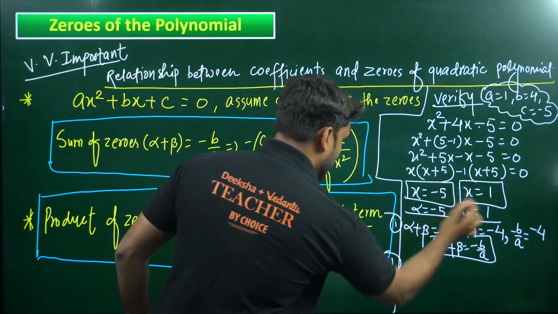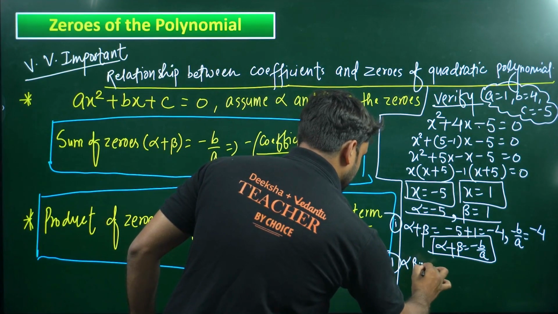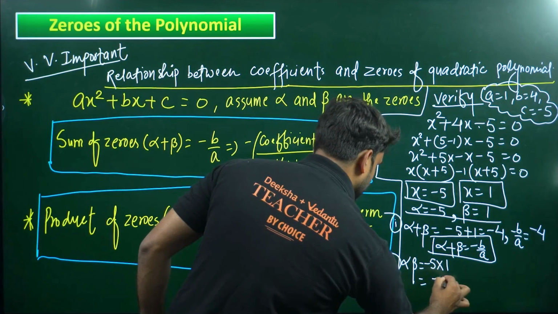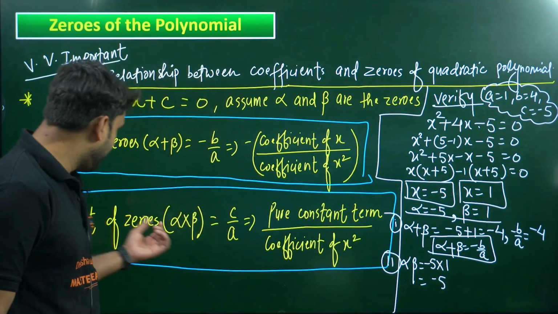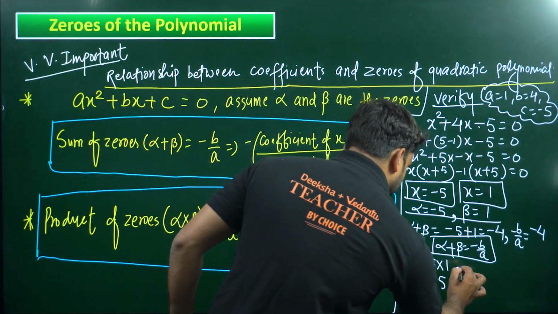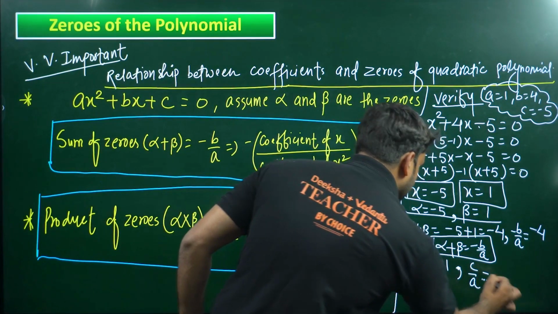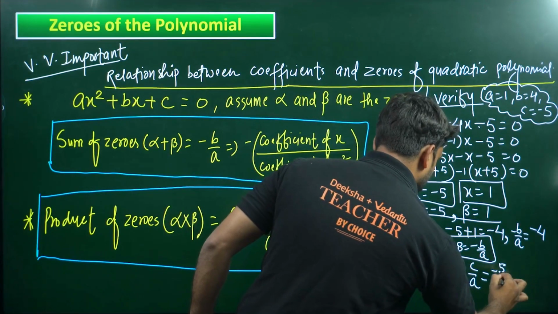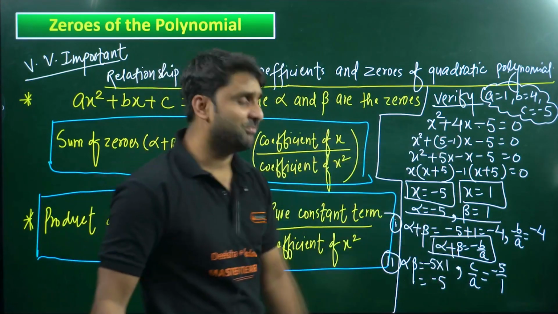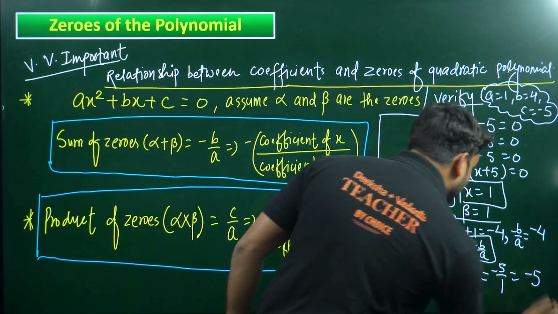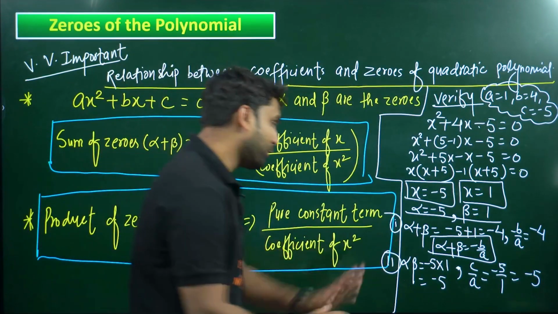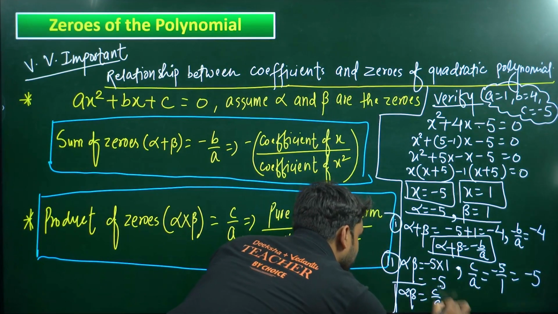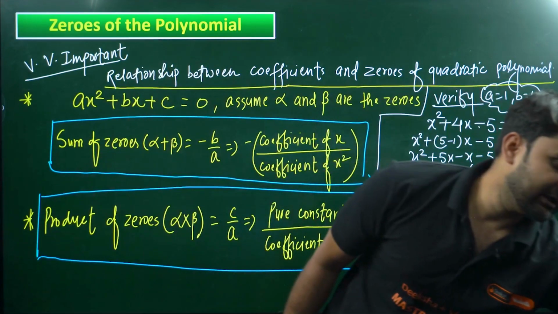Now moving to the second. Let's check the product. Alpha into beta: alpha is minus 5, into 1, so the result is minus 5. Now alpha times beta should be equal to c by a. Where is c? c is minus 5, and a is 1. So minus 5 by 1 is minus 5. Hence proved that the product of zeros alpha and beta is equal to c by a. This is the result. I hope everything is clear to everyone.